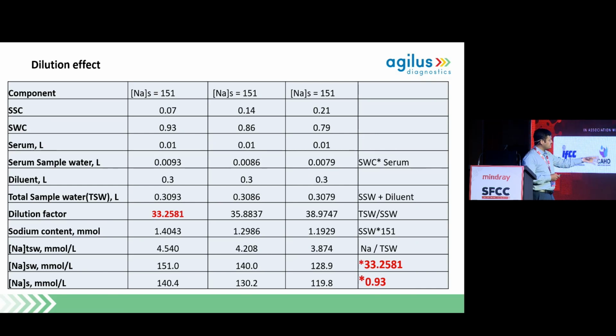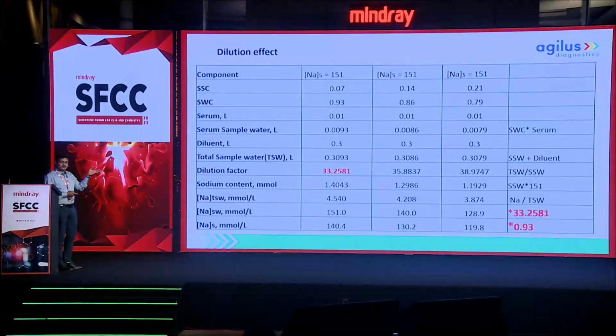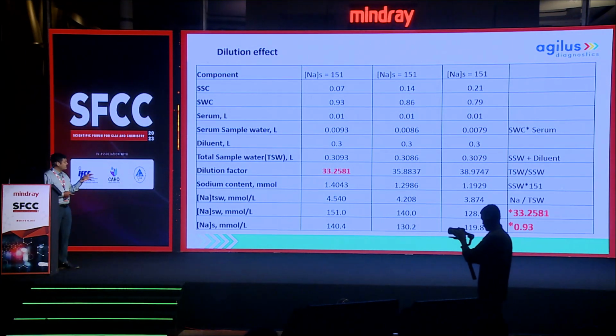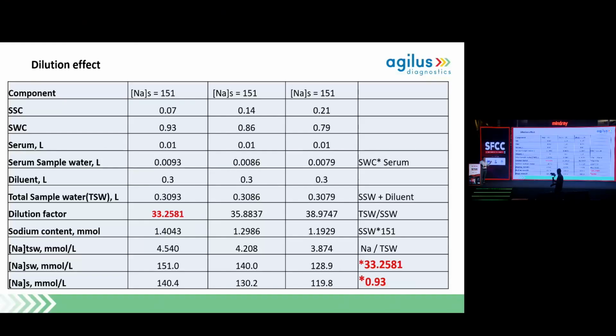So in the first case, where the solid content was a normal 7%, you get a normal sodium of 140, whereas with 14% solid content, the sodium would be reflecting 130, and in the third case, with 21% solid content, what you measure will be 120. This shows pseudo-hyponatremia because of the dilution factor effect that happens in indirect ISE. It is not seen in direct ISE because there is no dilution at all in direct ISE.